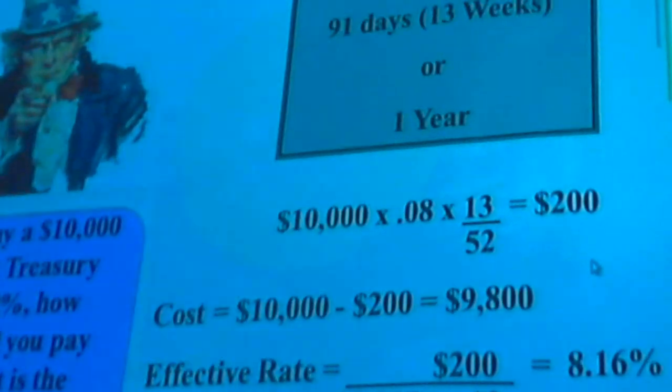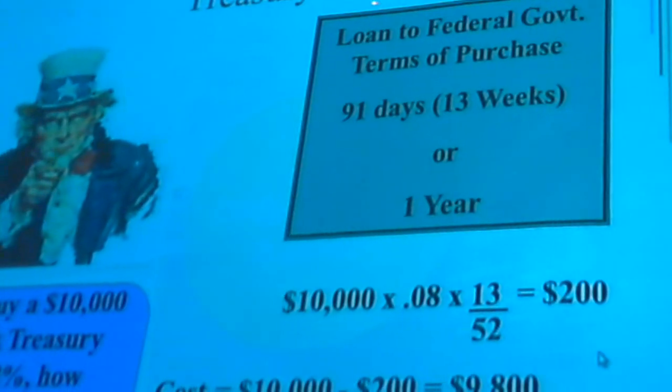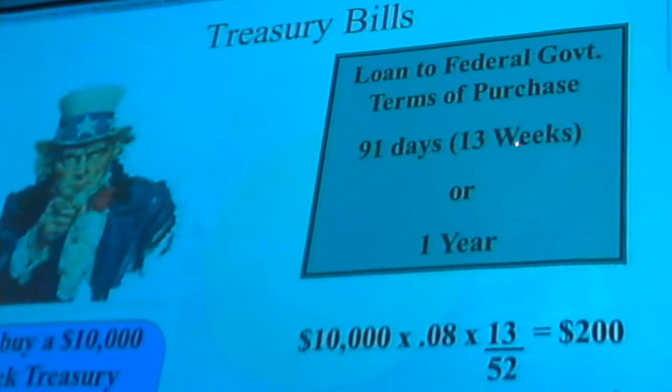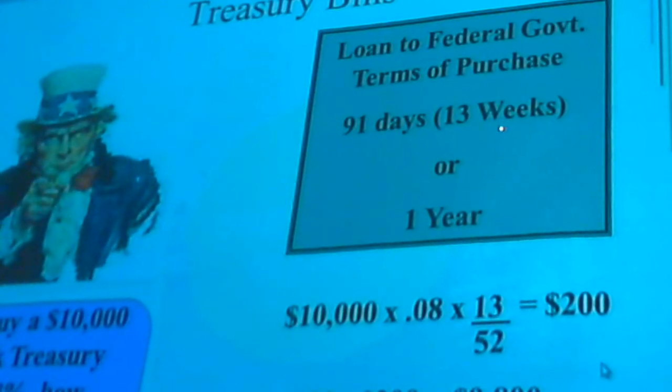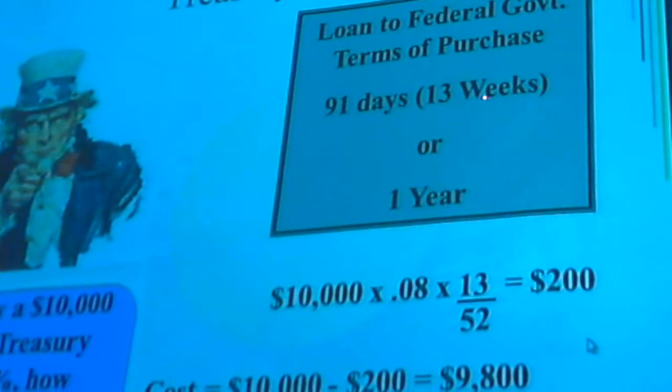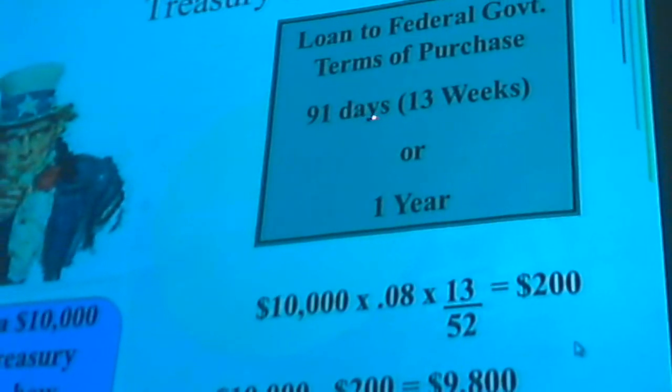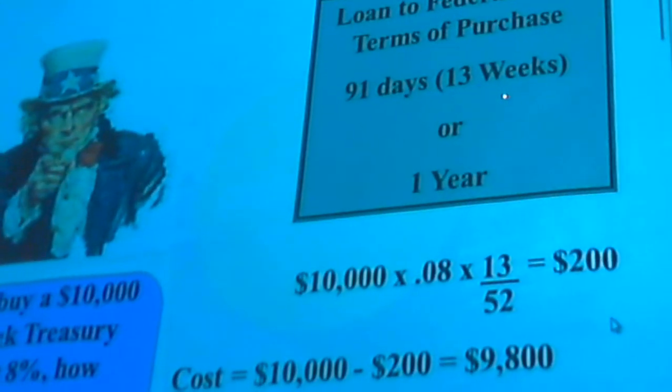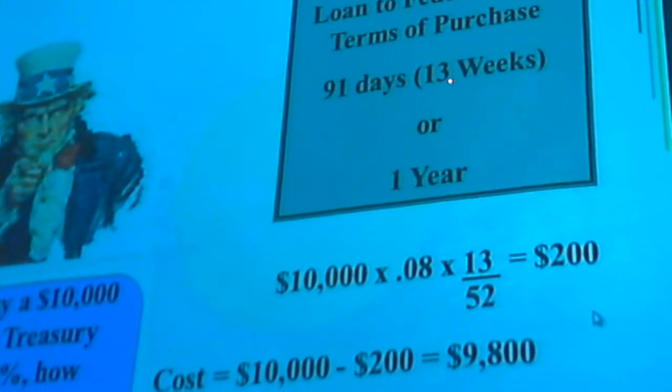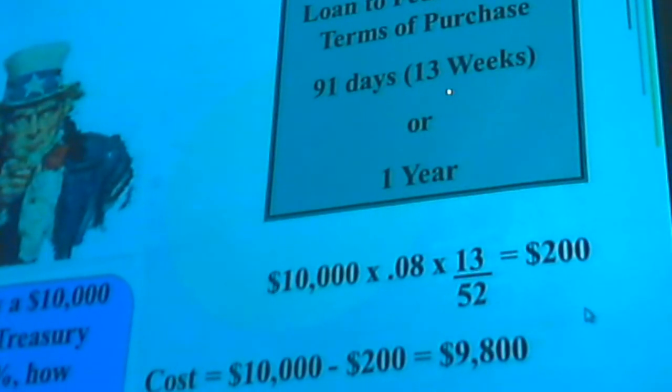So they're investments, okay? Treasury bills are more short-term than bonds. They're usually in denominations of 13 weeks, which we can also say is the same thing as 91 days, because 7 times 13 is 91, okay?